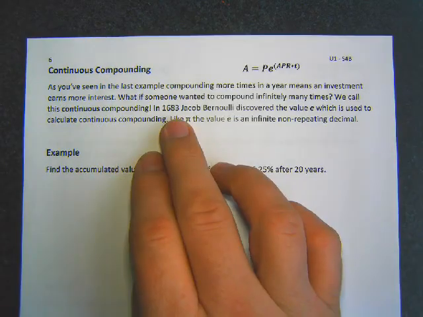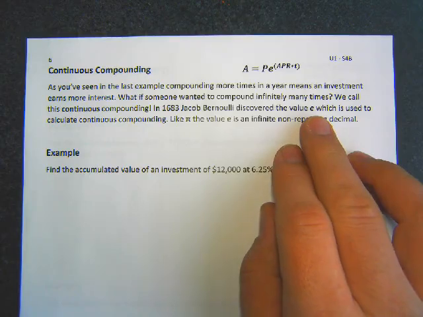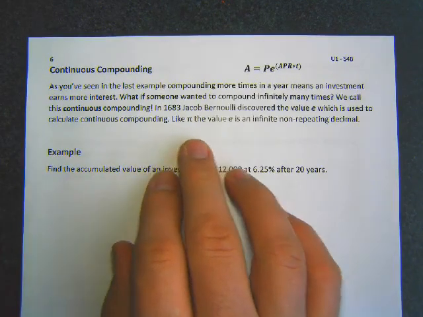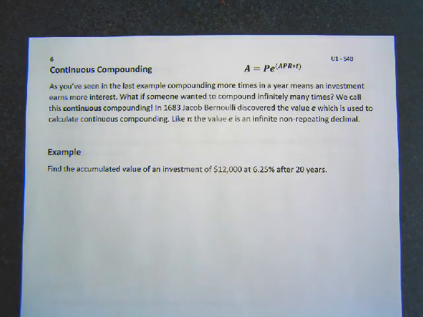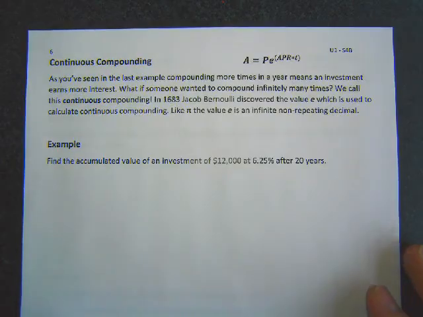Back in 1683, so this has been around for a while, Jacob Bernoulli discovered the value e, which is used to calculate continuous compounding. It's kind of like pi, where the value e is one of these infinite, non-repeating decimals, one of those numbers that goes on forever and ever. We don't really like to round e. It is about 2.7, but pi you can get away with doing like 3.14. Most of the time that's good enough. But e, if you round it too much at all, it can really make your answers wrong. So we're not going to round e. We're going to actually use a button on our calculator.